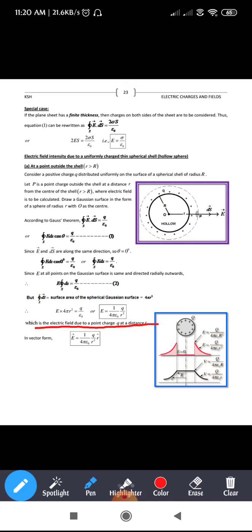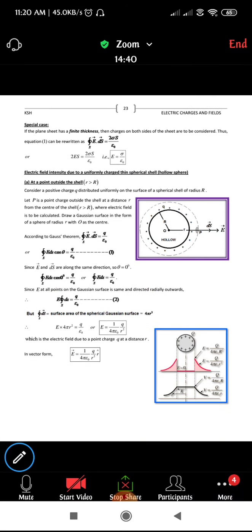In vector form you can write vector E is equal to 1 by 4 pi epsilon naught into q divided by r square into r cap, where r cap is along the direction of ds itself. So this is regarding the electric field at a point outside the spherical shell. I think till here we discussed in the last class. In case you have any doubts, please let me know so that I can clear your doubts.